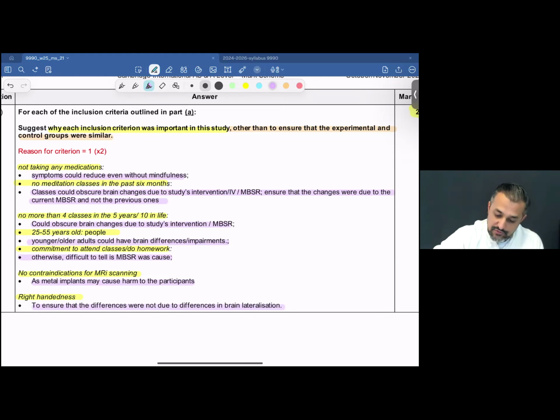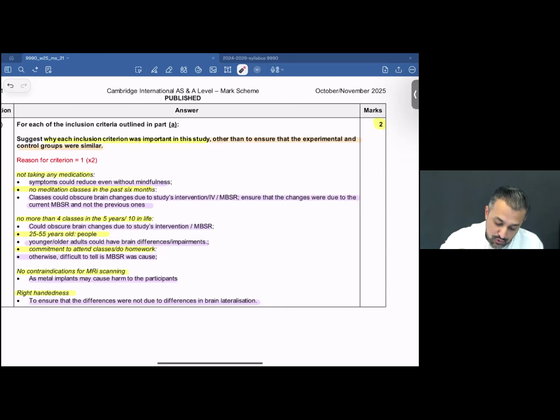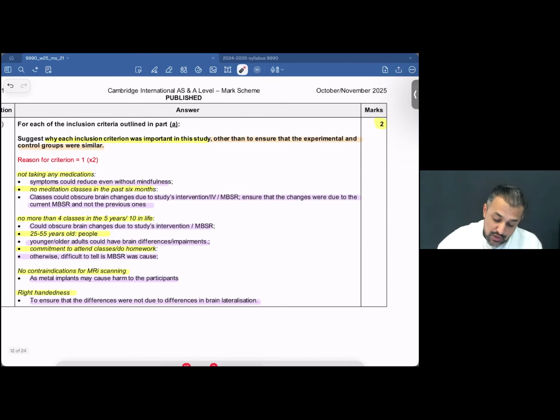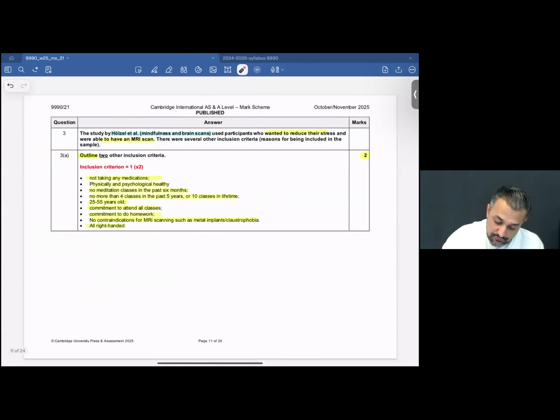I've highlighted it so that you understand. What I've highlighted in yellow gives you the first mark, you making a suggestion, and the purple part is linking it back to the study. So, suggest why each inclusion criteria was important in this study. There were two you were asked for in the last question.